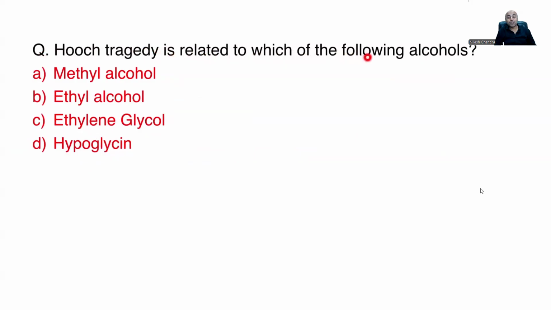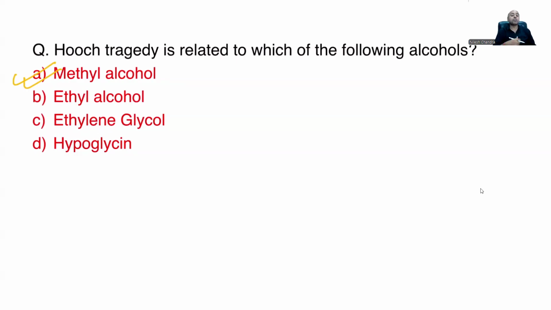Which tragedy is related to which of the following alcohols? Your options are methyl alcohol, ethylene glycol, and hypoglycin. So please note that the Hooch tragedy is a result of adulterated alcohol due to poor distillation, and the answer here is methyl alcohol. It may also be due to contamination, because methyl alcohol is supposed to be thrown away in distillation, but to save money when the demand is high during festivals, that is when the adulteration can also take place.